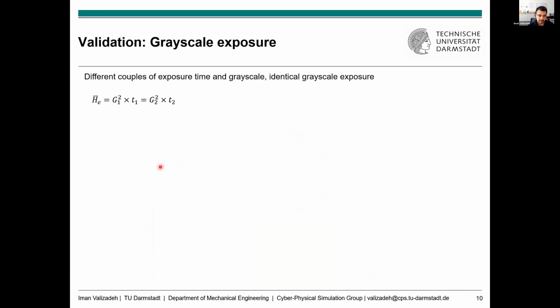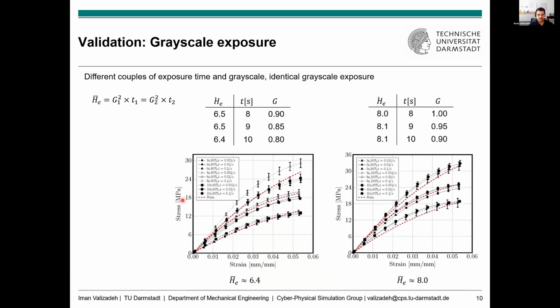So now we have established our constitutive model, and we want to validate the hypothesis and the constitutive model that we saw in the previous slide. The idea was that for different couples of the process parameters which have identical grayscale exposure, we have similar behavior in mechanical properties. We plot here the stress-strain curves for different strain rates and different couples of the process parameters. Two of them are from the experiments, and one of them is new values obtained by using the hyperbolic tangent function.